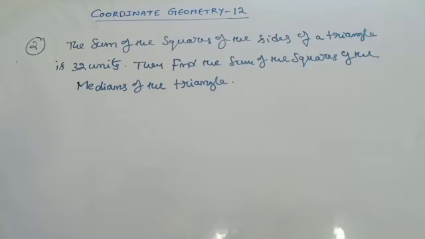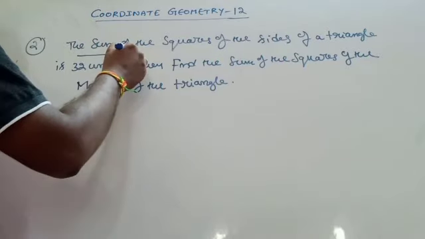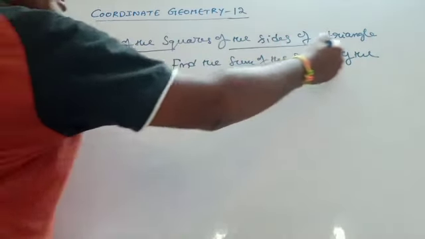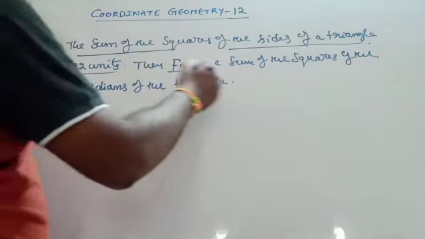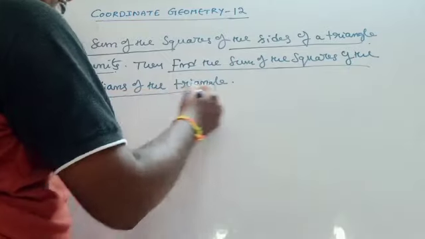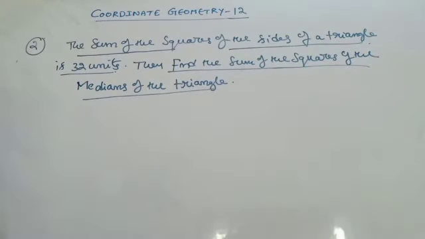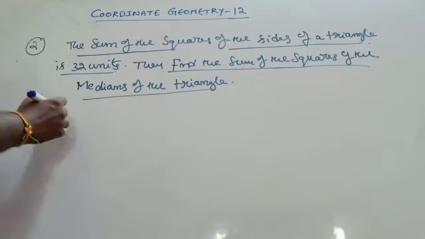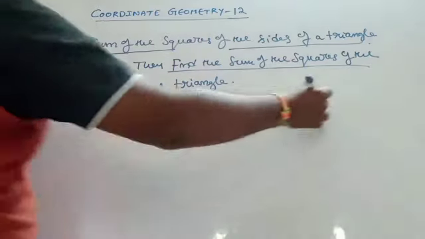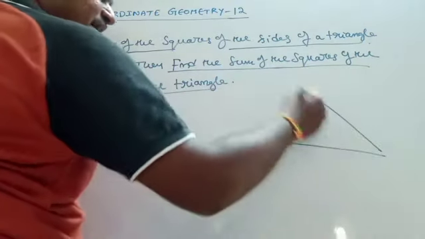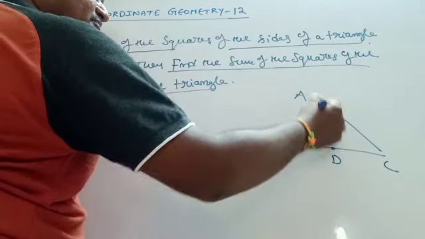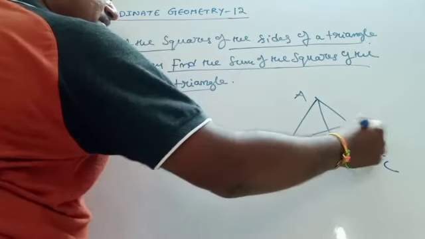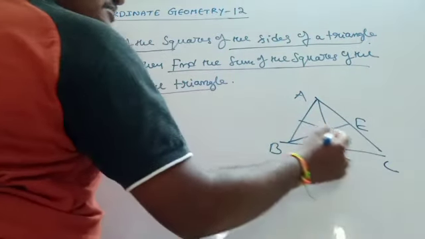Now this is another important problem, the second one. The sum of the squares of the sides of a triangle is 32 units, they given. Then find the sum of the squares of the medians of the triangle. Already we generated one result in the previous video. Suppose you have a triangle ABC like this, and D is the midpoint, AD is a median, and BE is also another median, CF is also another median.